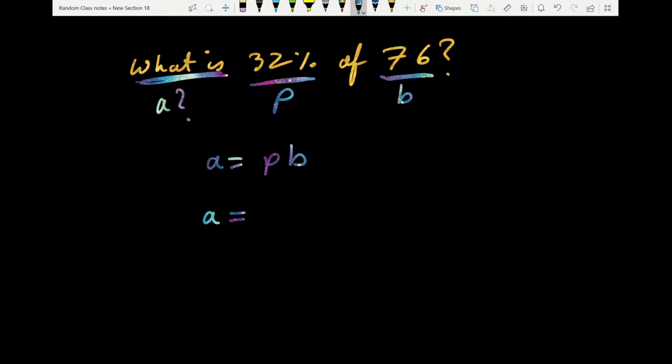So A equals 32. Don't forget to convert that from percent. And then B is 76. When you do that, you could use any calculator. A equals 24.32.